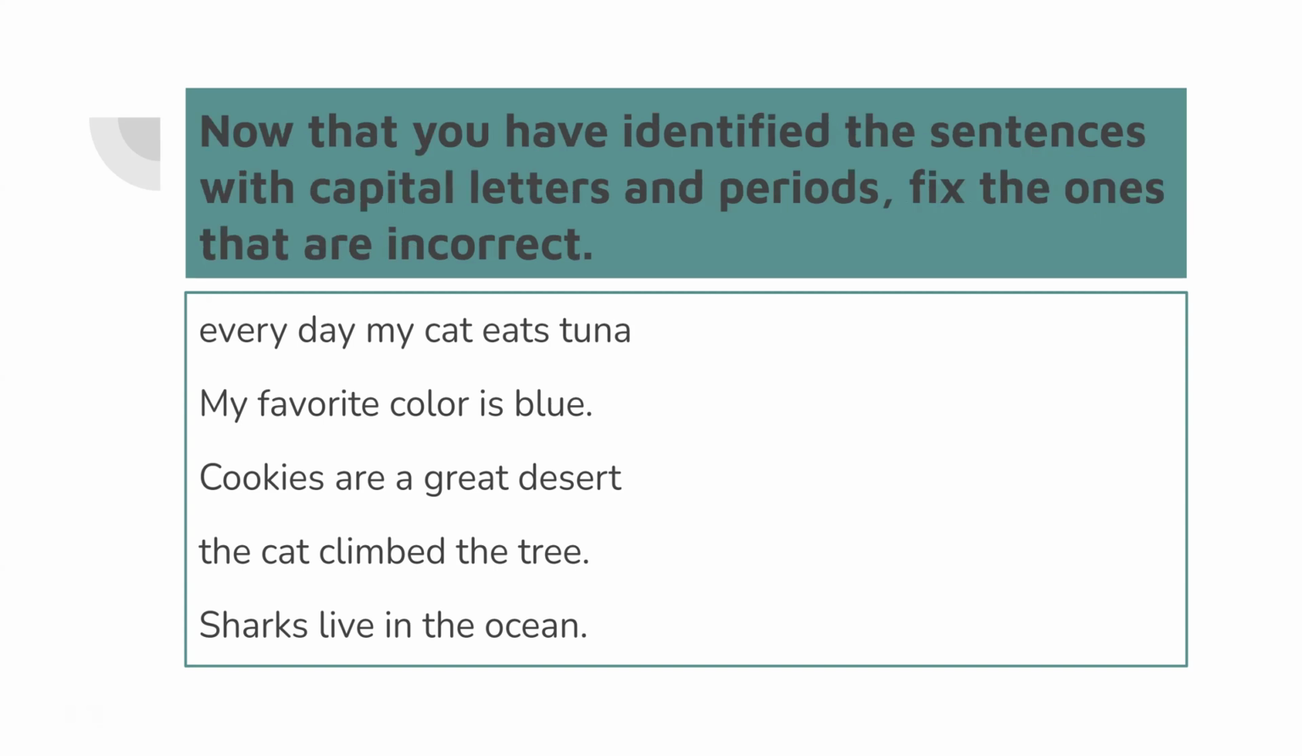So now that you have identified the sentences with capital letters and periods, I would like you to go on your own, pause the video, and correct the ones that are incorrect sentences. So if they do not start with a capital letter or they do not end with a period, then I would like you on your own to fix them. So make it have a capital letter and a period if it doesn't. And if it already does, then you don't have to change anything.